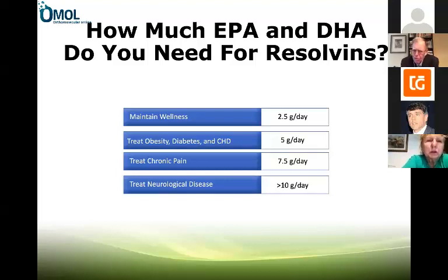So the amount of omega-3 fatty acids depends not only on the levels of inflammation in your body, but where that inflammation is located.